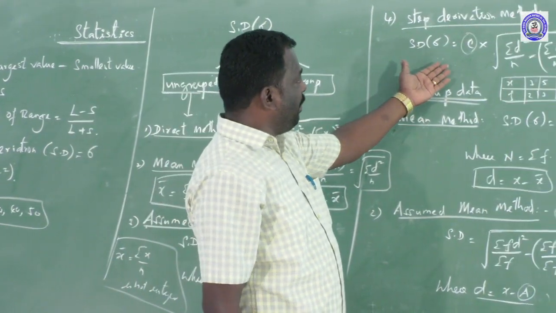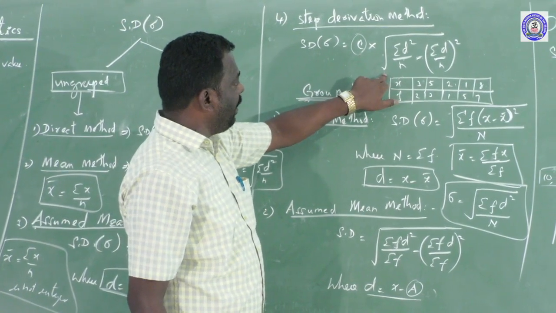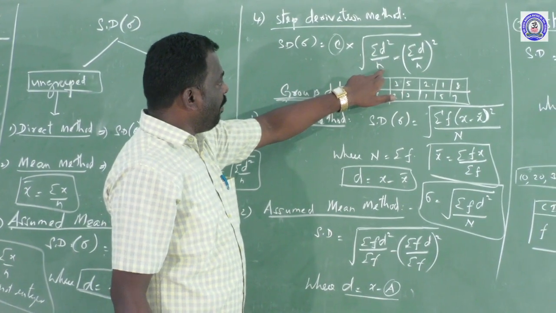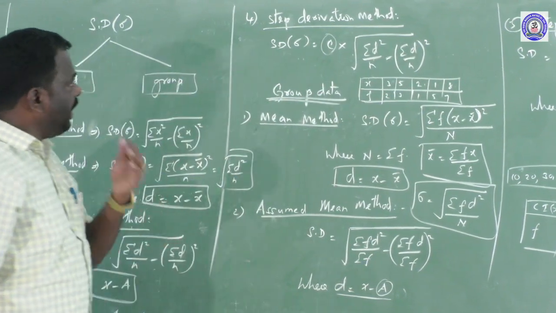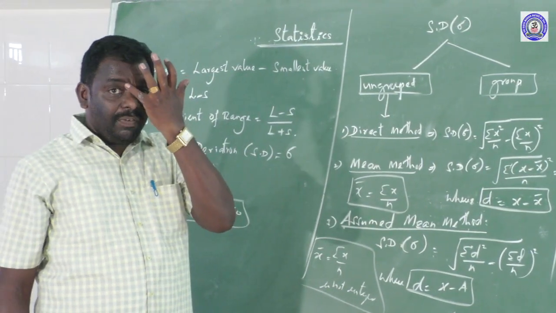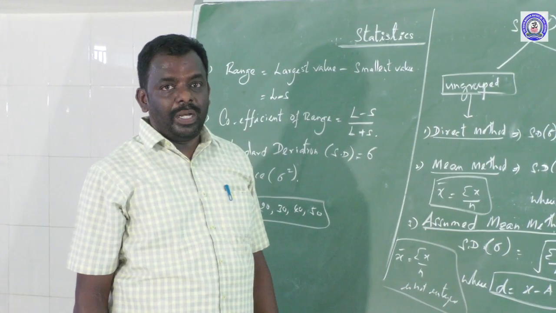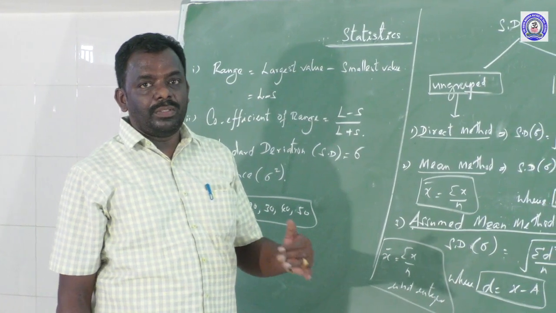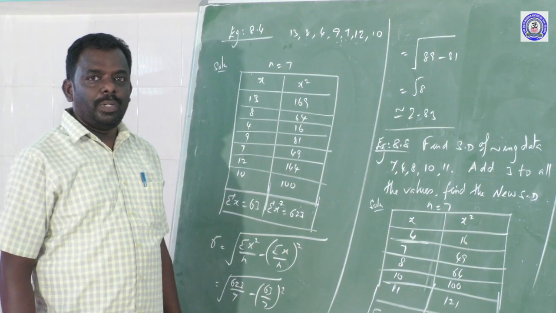Another is called the step deviation method, where the standard deviation is c times the square root of summation f d square by n minus (summation f d by n) whole square. So we apply these to grouped and ungrouped data to find the standard deviation. We have four methods for ungrouped data and three methods for grouped data. Let us see the sums regarding this, first the problem on ungrouped data.